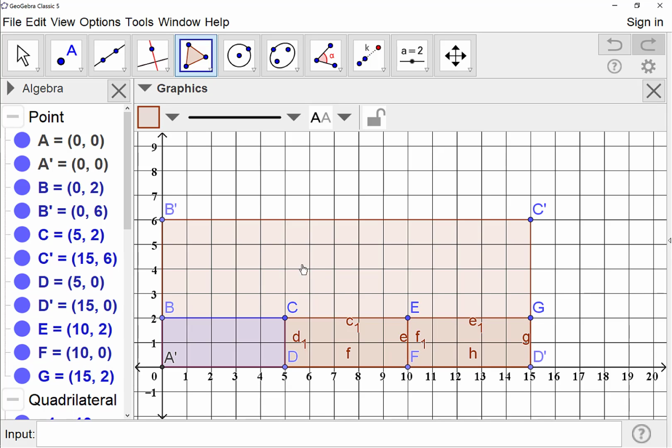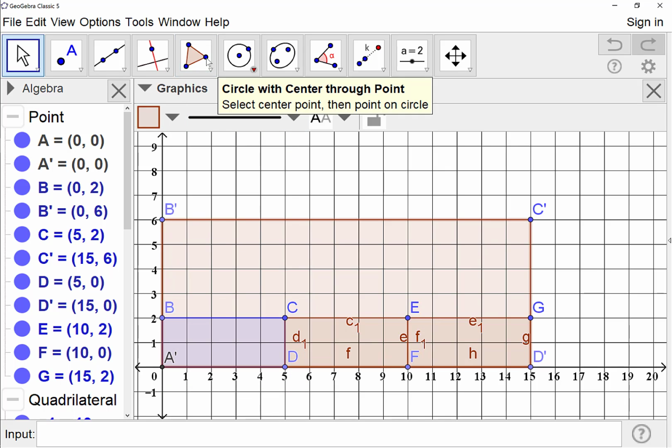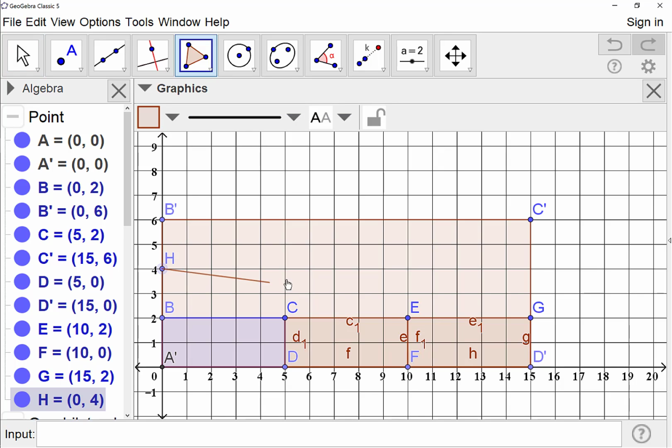And here's why. Because when you do a dilation, all the sides get multiplied by 3. So your base gets tripled. That's why there's 1, 2, 3 rectangles there. But so does your height. Your height of 2 gets tripled. So you're going to get 3 more rectangles here.